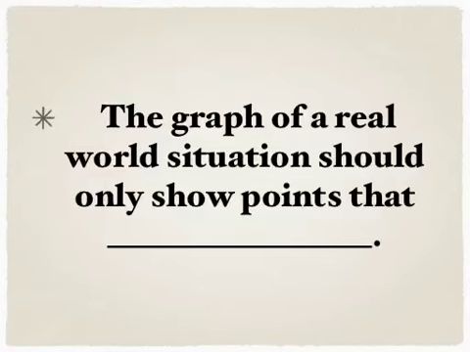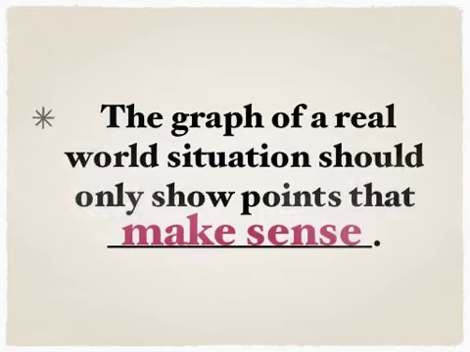It says the graph of a real-world situation should only show points that make sense. So if you're given a situation and it tells you, for instance, Joe is going to go to the store and he is going to buy up to 10 gallons of milk. I don't know why he would need 10 gallons of milk, but let's just say. If you know that he is going to the store to buy up to 10 gallons of milk, we don't need to include numbers that are bigger than 10 because real life is saying he's going to go and he's going to buy up to.